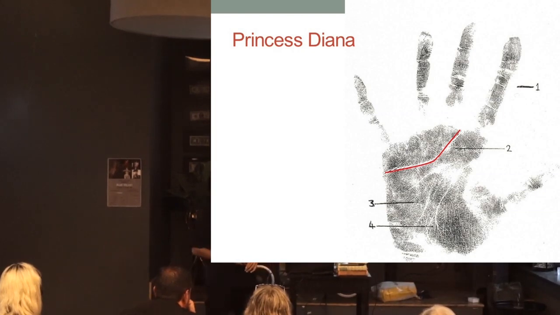Princess Diana's handprint. She's also got a long index finger, which is about responsibility, taking control of situations, and having a strong sense of pride and authority and management as well.